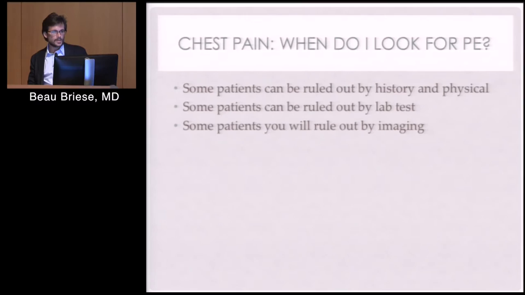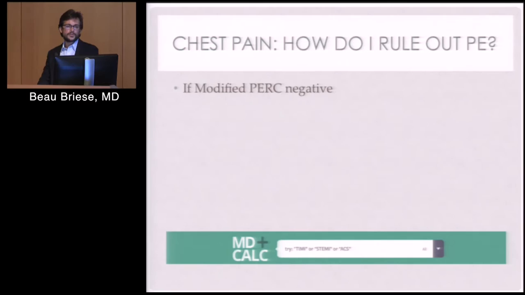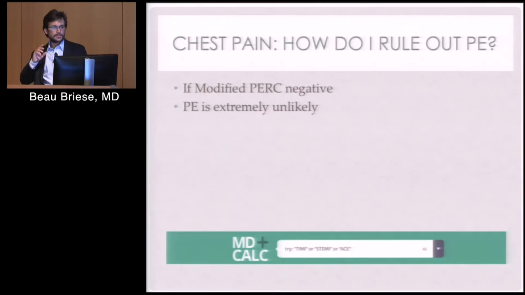So some patients, I would say, you can actually rule out by history and physical. Some patients can be ruled out by a lab test, and some patients can be ruled out or in by imaging. So there's this rule called the PERC rule, okay? And it has to do with some of their vital signs and the history. The modified PERC rule. I was one of the co-authors on that. The PE is extremely unlikely, and it's on MDCalc, if they're PERC negative. You ask them all these questions, and they're negative, then they almost certainly do not have a pulmonary embolism. You don't have to order a D-dimer. You don't have to order a CAT scan.